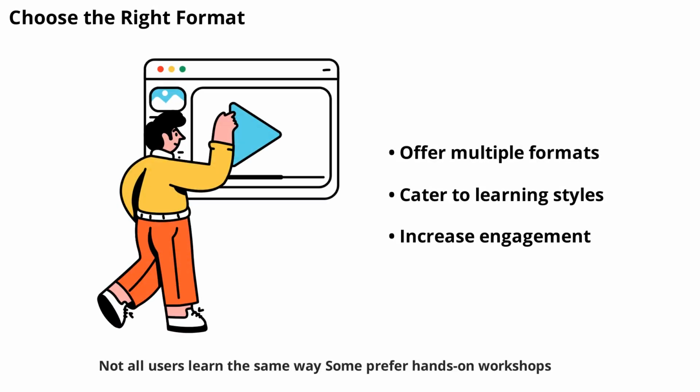Not all users learn the same way. Some prefer hands-on workshops, while others benefit from video tutorials or written guides. Offer a mix of training formats to accommodate different learning styles. This flexibility increases engagement and helps users absorb information more effectively, leading to better retention and adoption.